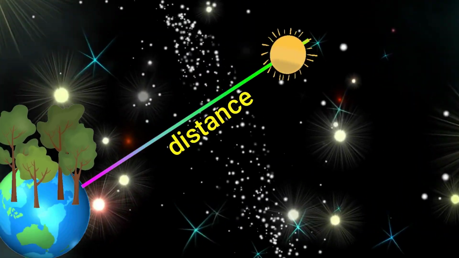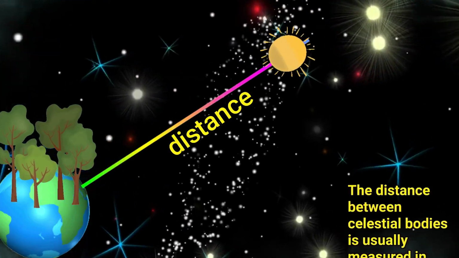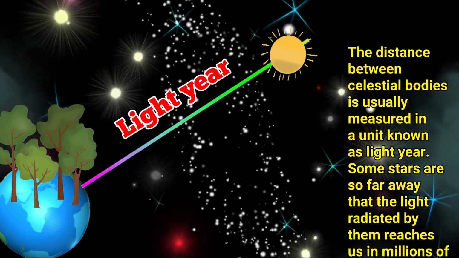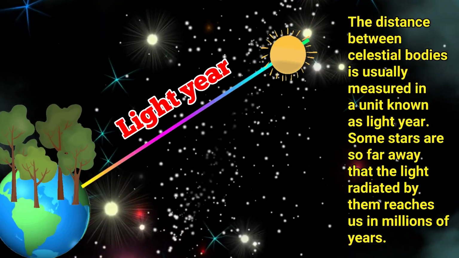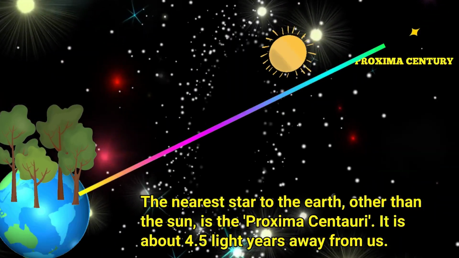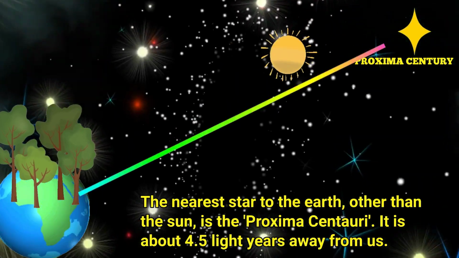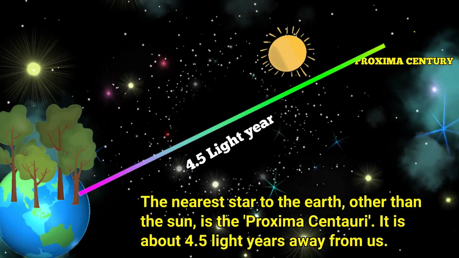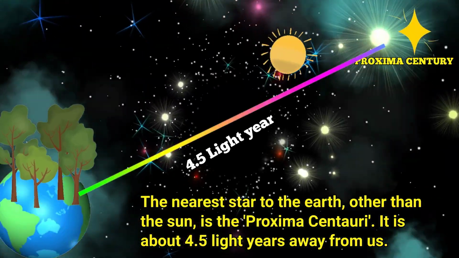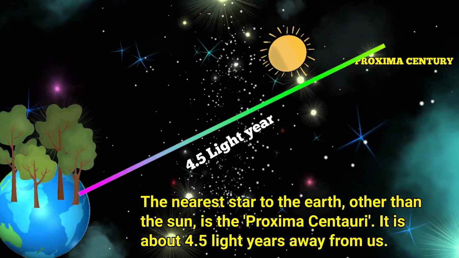The distance between celestial bodies is usually measured in a unit known as light year. Some stars are so far away that the light radiated by them reaches us in millions of years. The nearest star to the Earth, other than the Sun, is the Proxima Centauri. It is about 4 light years away from us.